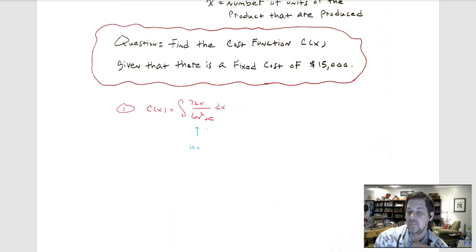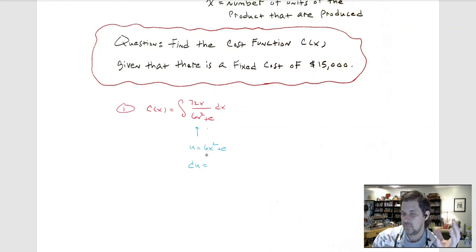I'll let u be this bottom part, 6x squared plus e. That will be my u. And I think this will be 1 over u du once I get the substitution all worked out. The du, okay, because remember I substitute the variable and the differential. So I choose this substitution, I take the derivative of both sides, and then I substitute the differential.